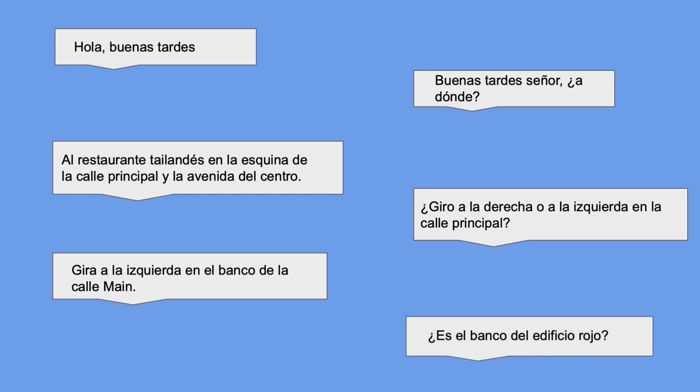¿Es el banco del edificio rojo? ¿Es el banco, is it the bank, del edificio rojo, in the red building? Rojo is red, edificio is building. Banco is bank. ¿Es el banco, is it the bank, del edificio rojo, in the red building?